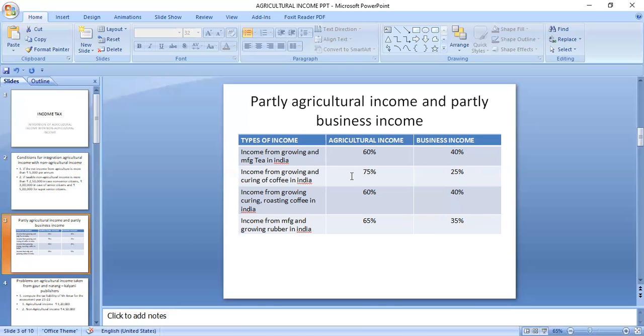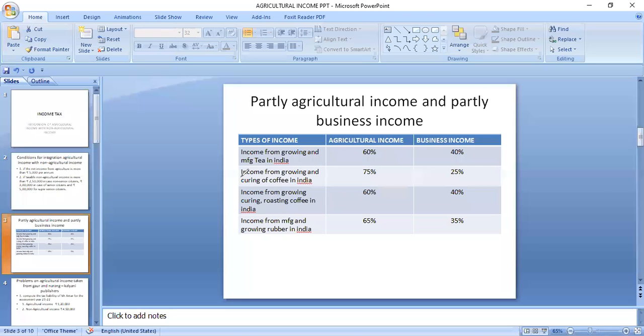You have to remember this table in the examination. If they ask you to calculate total income, if they give a question like income from tea, income from rubber or income from coffee plant, now remember these two, I'll show you.